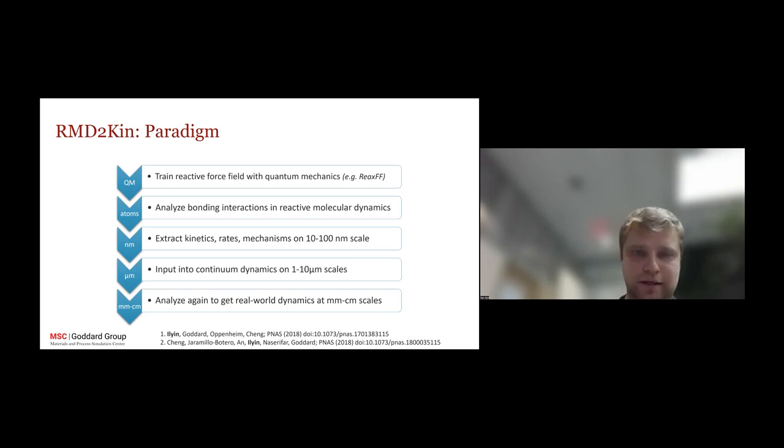And so after that, we would go in and analyze the bonding interactions and then extract kinetics rates and mechanisms on the scale of 10 to 100 nanometers, with the next steps being envisioned to input into continuum dynamics on larger scales, and then get information about real-world performance of the system in much larger quantities than what can be simulated on a computer.